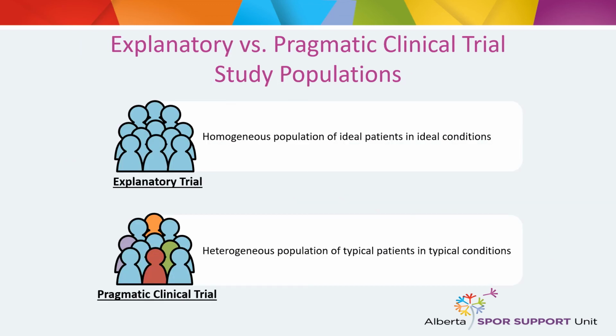To demonstrate efficacy, explanatory trials are performed in homogeneous patient populations. For example, in explanatory trials, patients are carefully selected with well-defined characteristics for the clinical condition of interest. Patients who are older with comorbidities tend to be excluded to minimize confounding when evaluating treatment effects.